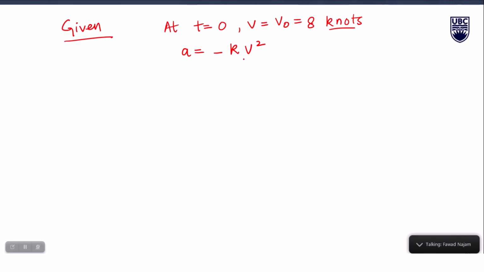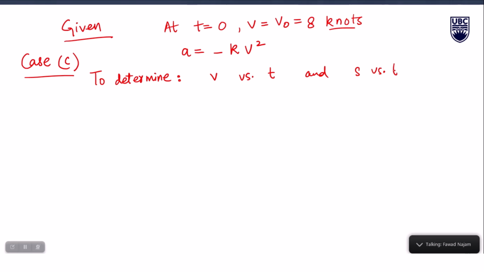Which means that it is a problem of case C. Case C, if you remember, was the case where acceleration is given as a function of velocity. And in case C, the solution technique which should come to your mind straight away is that you should use or start with equation 2. To determine is simply V versus t and S versus t, right? So the solution will start by applying equation 2.